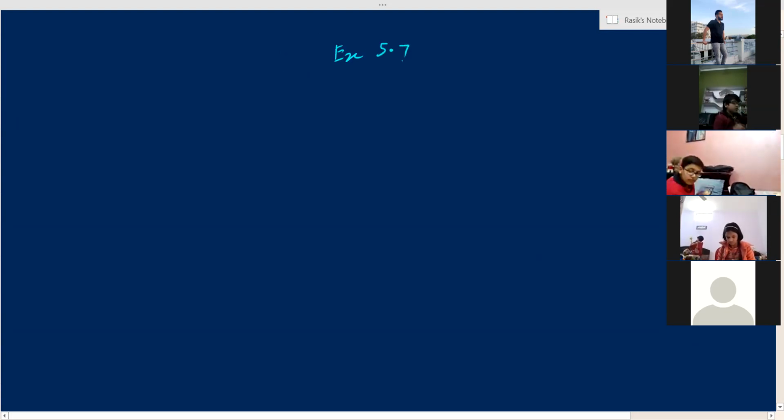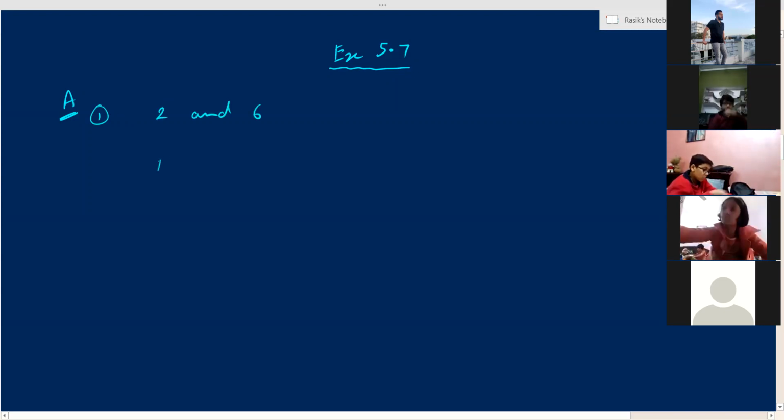Exercise 5.7. Everyone, be ready for this. Question A. Write all the common factors of the following: 2 and 6. Common factors of 2 and 6. First part. 2 and 6. So factors of 2.